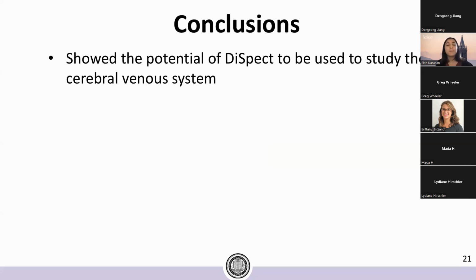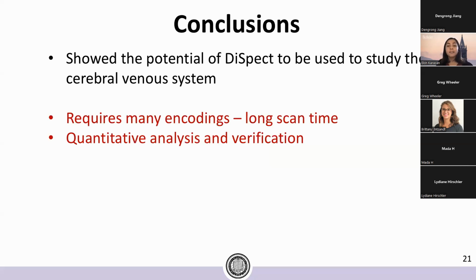So overall in this work, we've shown the potential of DiSpect to be used to study the cerebral venous system. Some downsides of our method are that it requires many encodings, resulting in a longer scan time on the order of tens of minutes. Currently, we're working on ways to reduce the scan time. And in addition, we currently do not have any quantitative analysis and verification of our technique. We're working on developing quantitative models in order to assess our technique.